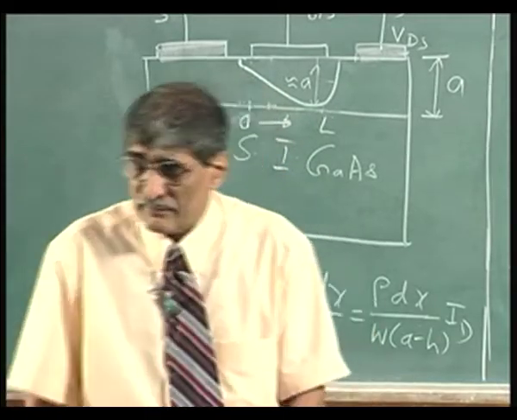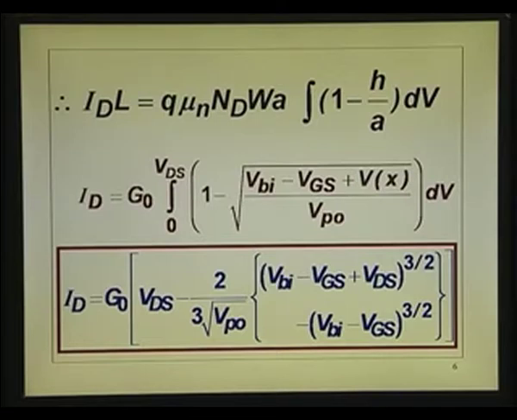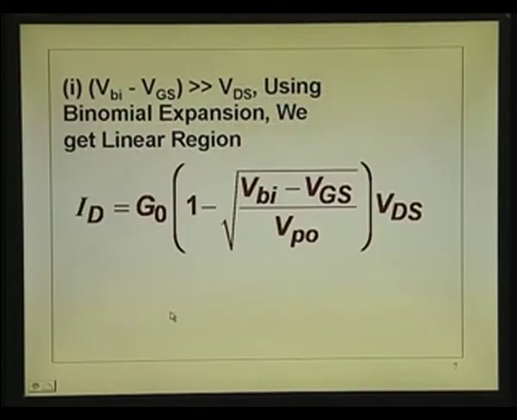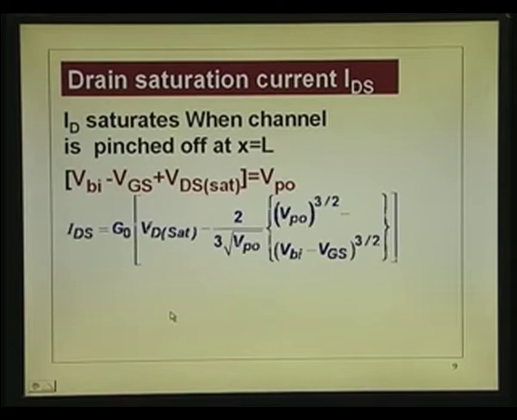Now, let us go back to this equation. So, here we substitute for this quantity V b i minus V g s plus V d s, and V d s is saturated, that is V p 0. Okay. That is what we are doing. So, we keep this as V d sat. So, what we do is that now, that is V d sat, and this whole thing what was there, that is V b i minus V g s plus V d s sat is V p 0 and this quantity.